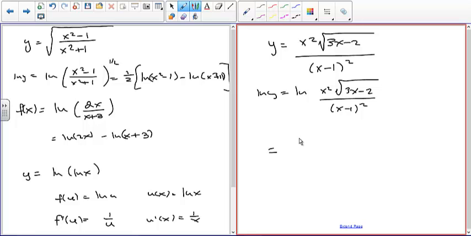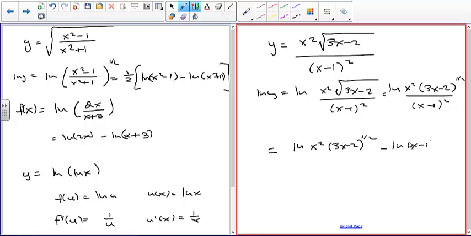Say the first part again. I would rewrite the square root as, oh, okay, I see what you're saying. Yep, you're right. So we'll write this as to the half power. Okay, now what do we do? And then the natural log of the numerator. Yeah, so you'd have the natural log of x squared times (3x minus 2) to the half power, minus the natural log of the denominator.